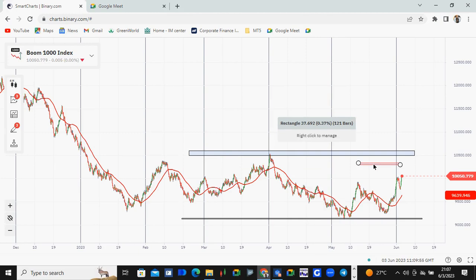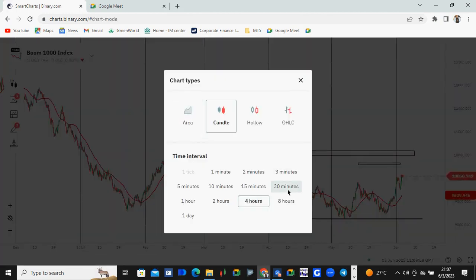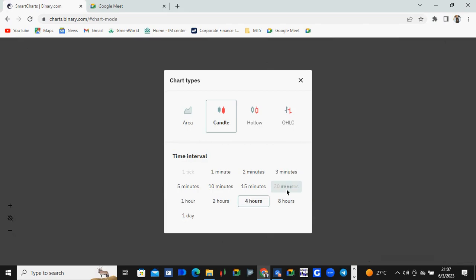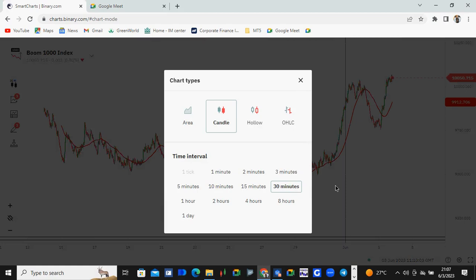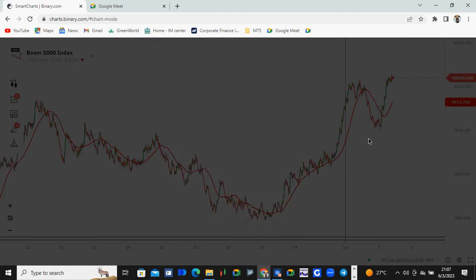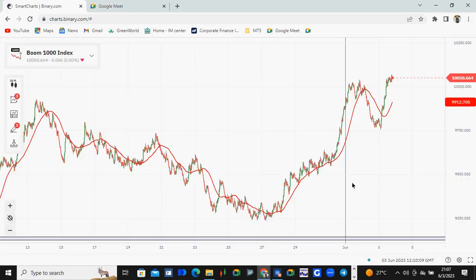Now, for those who have small accounts, you use the M30. Let us go to M30. Those who are new are just wondering, what are these? They are simple. They are easy like porridge. Now, have you seen how it is buying in M30, starting from this area?